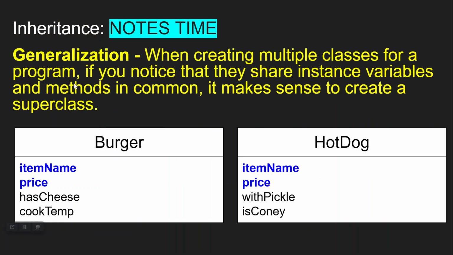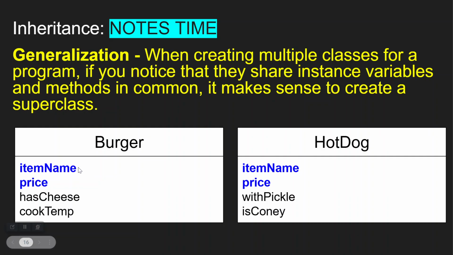All right, and the last couple things we're going to talk about are generalization and specialization. So generalization is, when creating multiple classes for a program, if you notice that they share instance variables and methods in common, then it makes sense to go ahead and create a superclass. So if I was going to create a program to simulate a fast food restaurant, I might have a burger class, I might have a hot dog class, and I would probably have other food classes.